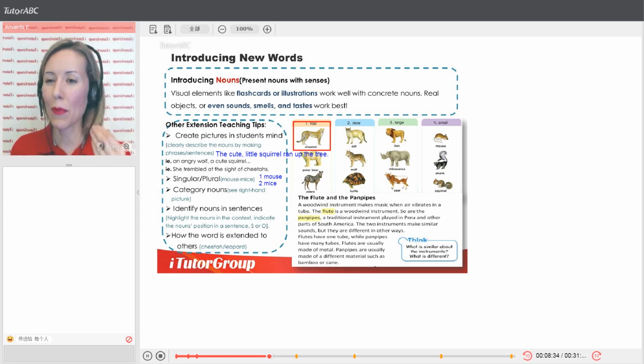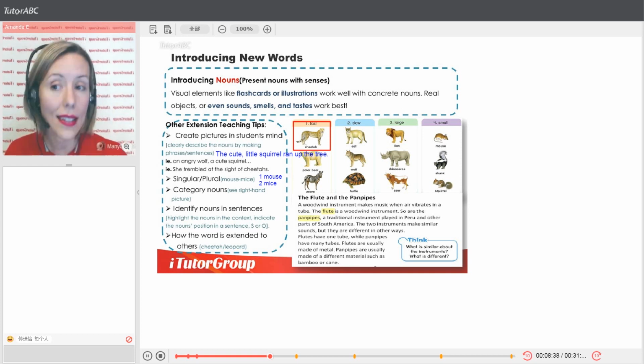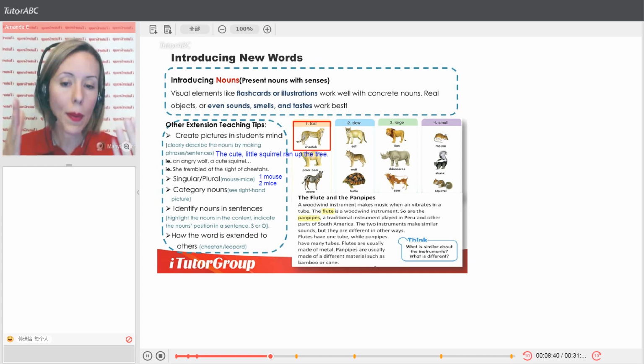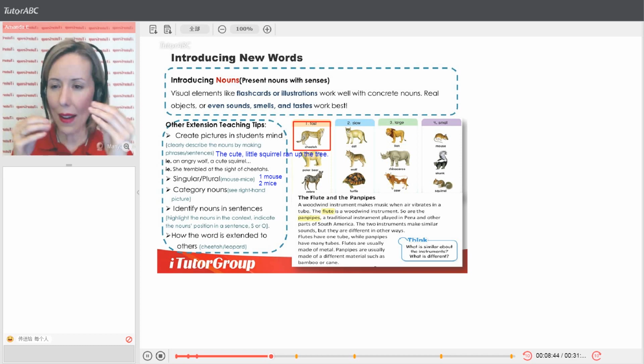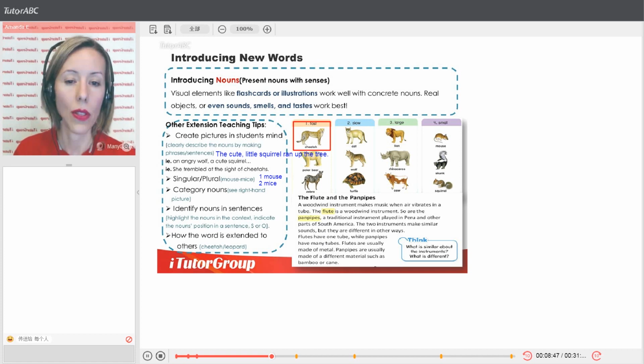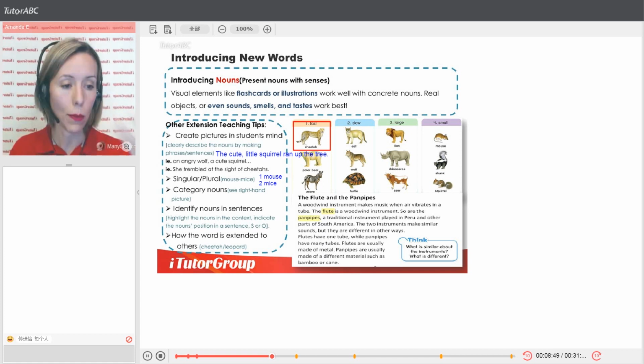And if they say fast, then you might ask, what other animals are fast? So maybe they'll bring out some of the words that they already know, like a horse is fast. Yes. A polar bear is fast. Yes. Okay. So it helps them make connections in their mind with the vocabulary they already know and with their new vocabulary.